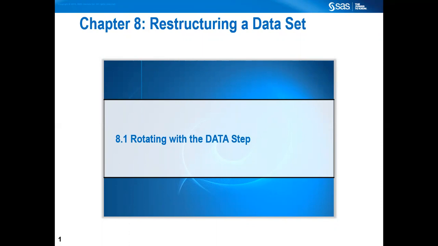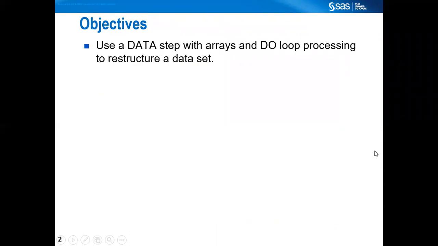So there are two ways of restructuring. One is a data step and one is a proc step. When it is a proc step, we have a procedure called proc transpose, and in a data step we'll be using the array method to restructure your data set. Okay, so let's see this in detail, how one can restructure your data. So we are going to rotate your data with a data step by using arrays and do loop processing.